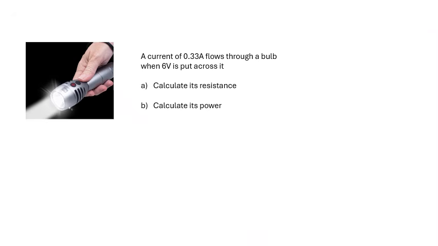Here's another one. Again, have a go yourself. Pause the video. I'll show you the answer in 3, 2, 1. Okay, so we're given the current, we're given the voltage. First thing, resistance. So R equals V over I. V equals IR, R equals V over I. 18.2 ohms. I could have just said 18 ohms. That would be 2 significant figures, but I've said 18.2, 3 significant figures, ohms.